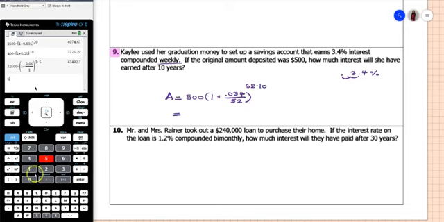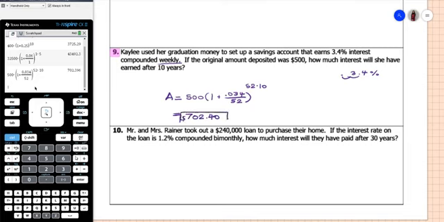So we've got 500 times 1 plus 0.034, make that into a fraction, 0.034 over 52 to the power of 52 times 10. All of it written exactly as I have it written on the paper. And so in 10 years, she will have $702.40 in that account.